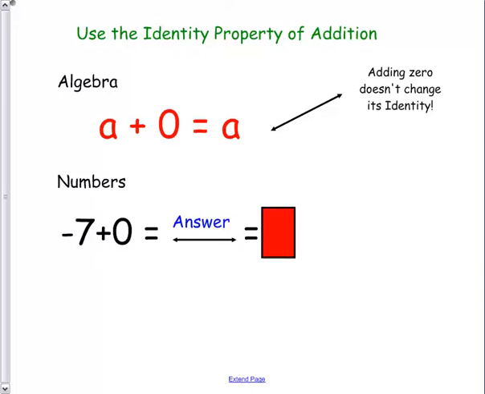Okay, so let's try another example. The identity property of addition. In algebra, it's like saying any number plus 0 equals that same number. So basically, adding 0 doesn't change its identity. If you add nothing to me, you still have me. Okay, if you add nothing to a number, you still have that same number. So for example, if you add nothing to negative 7, what do you get? Think about it really hard. Negative 7. Okay, so that is the identity property. Make sure you have it written down.